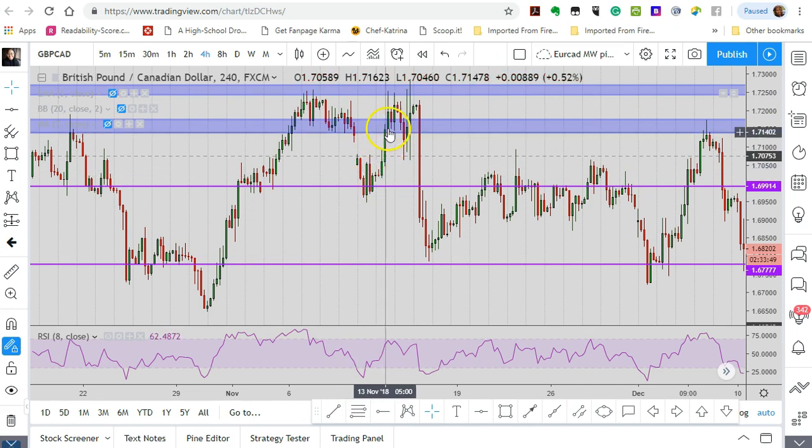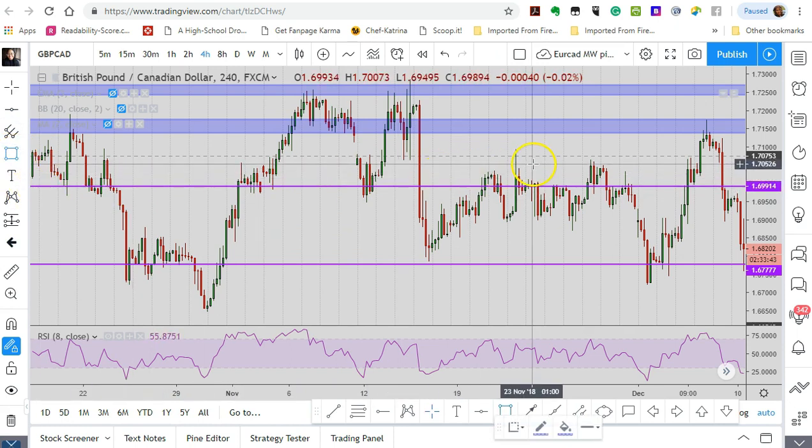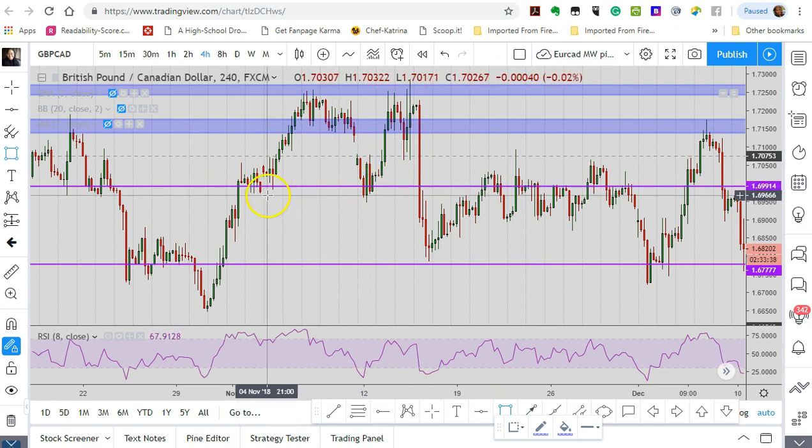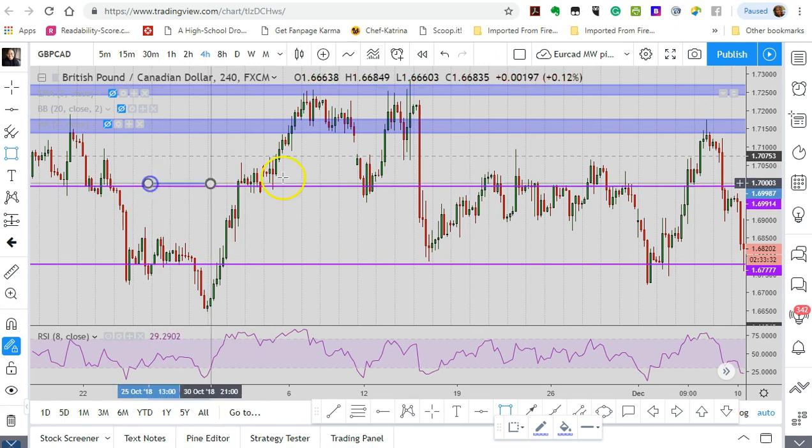Breakout. Bounce to this zone right here. I can mark that up for you right now. Not complicated, is it? Not complicated at all. What am I doing? I'm just trading from zone to zone. Nothing complex, nothing crazy. Not doing that at all.